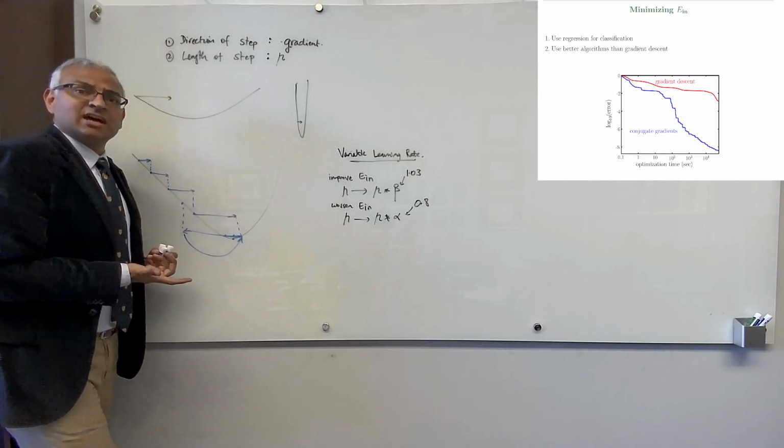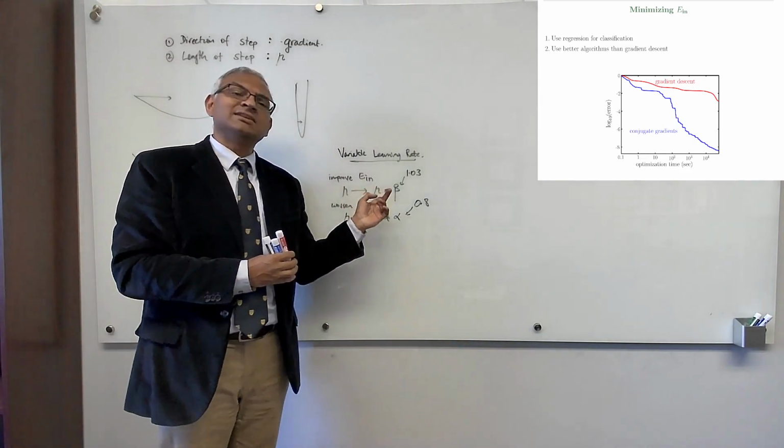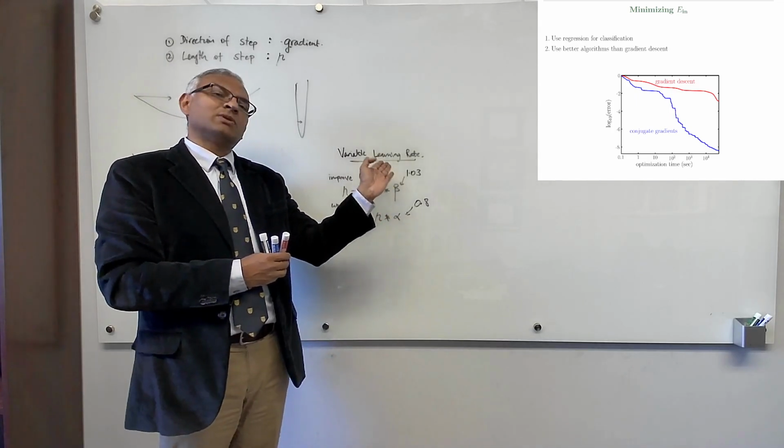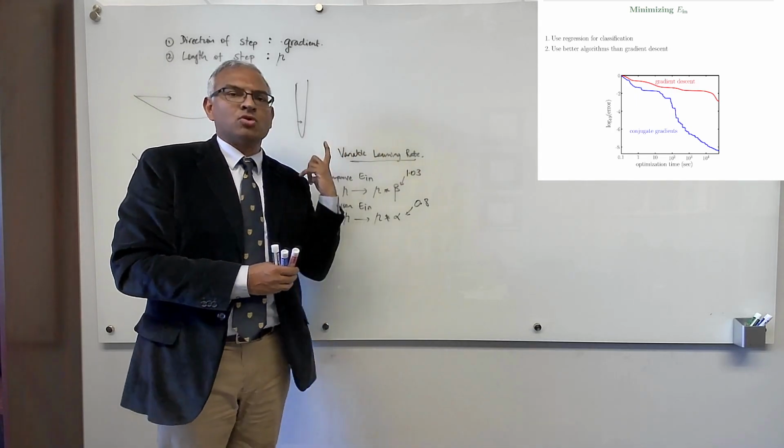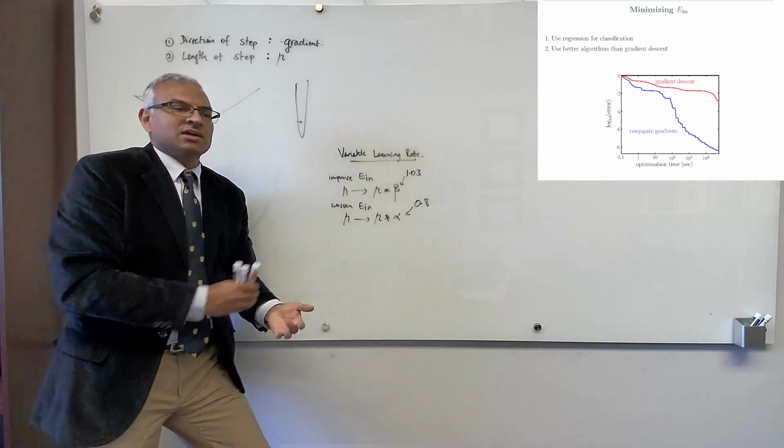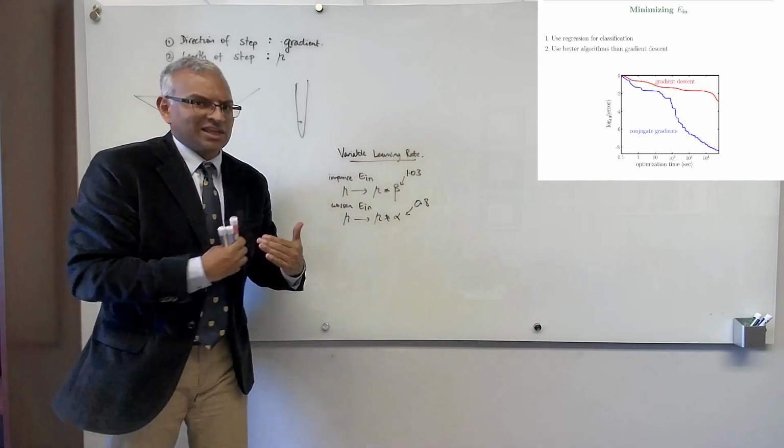So it's a very simple enhancement to gradient descent. You just need to now maintain what's your eta, and you need to check whether you improved. If you improved, get more aggressive. If you got worse, backtrack and shrink eta and shrink it aggressively.